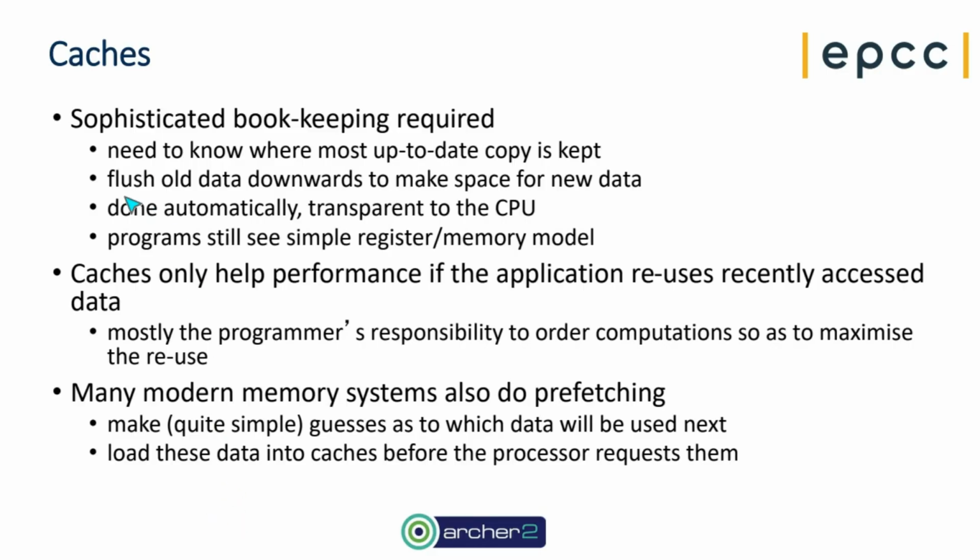This memory hierarchy is very complicated in the hardware, so it needs a lot of sophisticated bookkeeping. It has to keep track of where the most up-to-date copy of data is. It has to flush old, not recently used data downwards to make space for new data that's been recently accessed. But this is all done automatically. It's completely transparent to the CPU. All the CPU is doing is issuing load and store instructions, and how the data moves through the caches in the memory system is essentially entirely transparent to it.